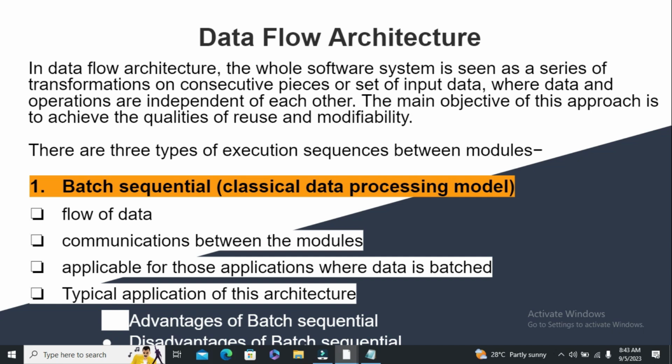The data can flow in a graph topology with cycles, in a linear structure without cycles, or in a tree-type structure. The main objective of this approach is to achieve the qualities of reuse and modifiability. It is suitable for applications that involve a well-defined series of independent data transformations or computations on orderly defined input and output, such as compilers and business data processing applications.